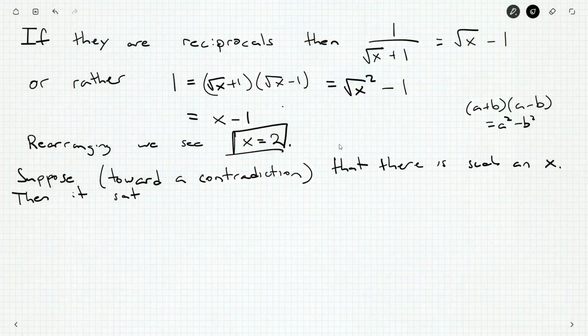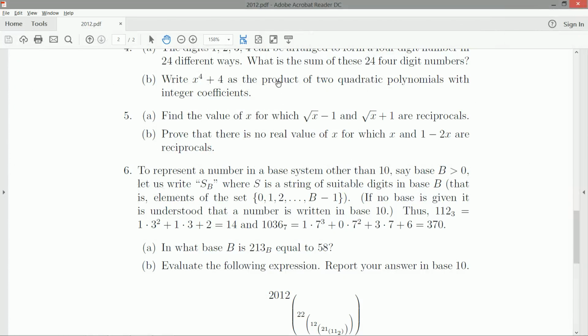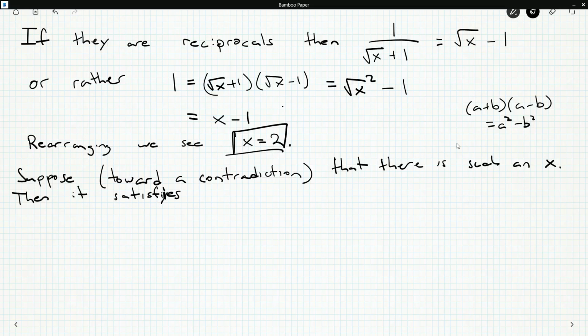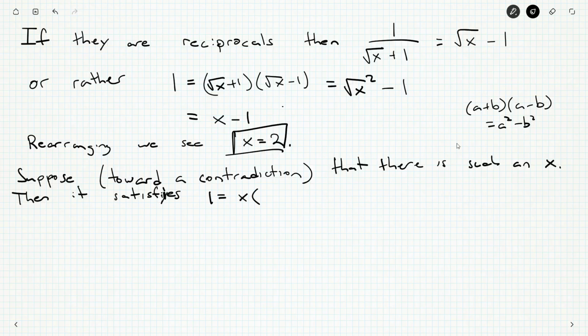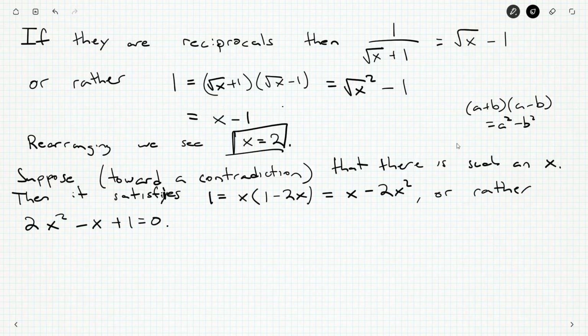Then it satisfies, well, what do we have? What were the numbers? x and 1 minus 2x, they've got to be reciprocals. Well, then their product has to be 1. So it satisfies 1 equals x times 1 minus 2x. Well, really, that's just x minus 2x squared. And I'm going to rearrange this to just a quadratic. We're going to bring everything over to the other side. So 2x squared minus x plus 1 equals 0.